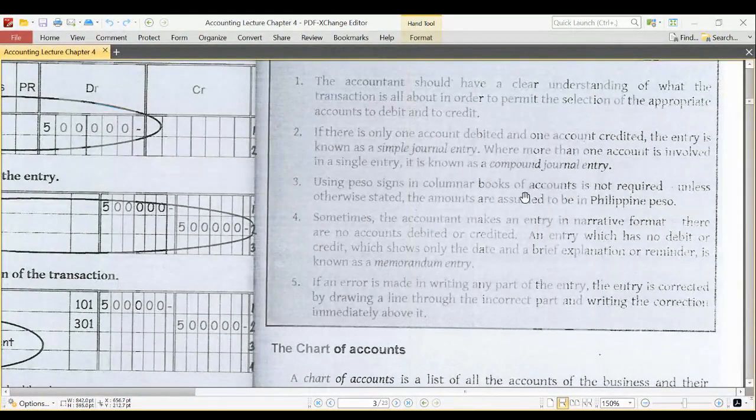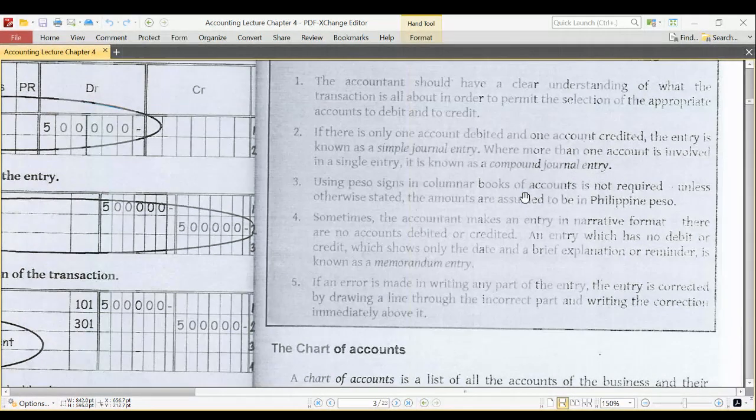So, anong gagawin natin? Hindi tayo mag-journal entry. Wala pang effect sa financials eh. Narrative lang. Sabihin mo lang na may ganitong transaction. Ano ba example niyan? Negotiations. Pag nag-negotiate ka, or mga quotation, in narrative, kukwento mo lang na the company has a sales quotation or sales order, yung mga sales order.